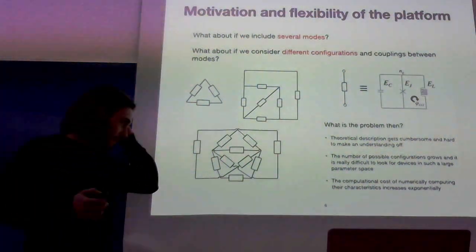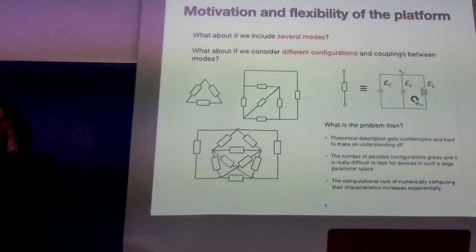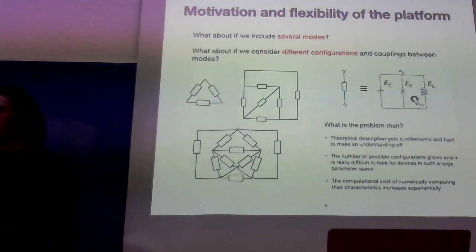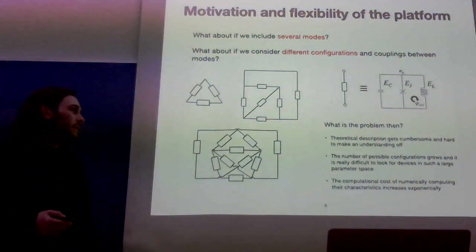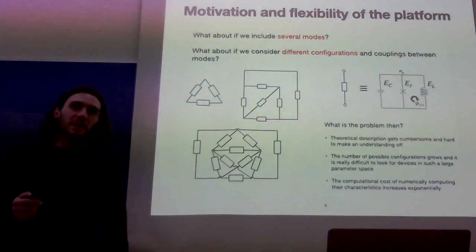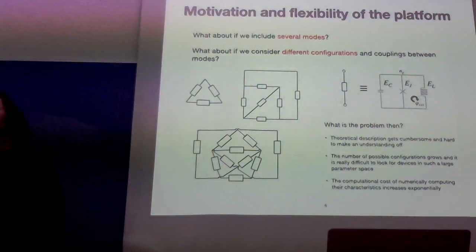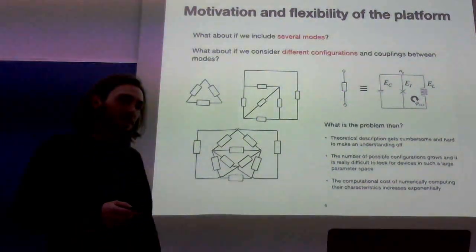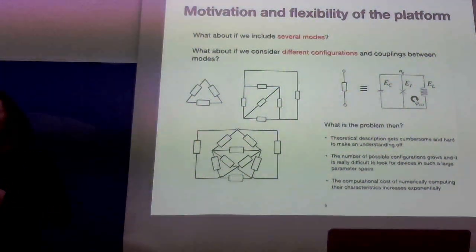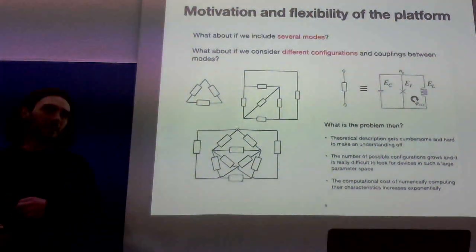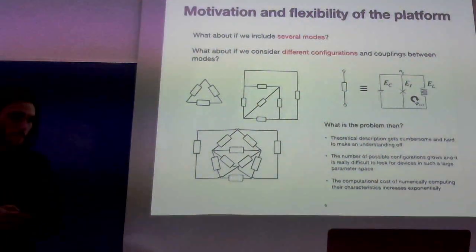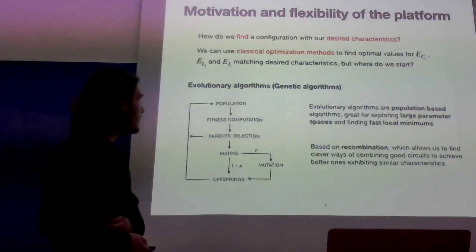So what is the problem then? Basically, when we get a lot of modes together, the theoretical description gets a little bit cumbersome, and it's difficult to make an understanding out of it. Also, we have so many different combinations that it's hard to know which combinations are the interesting ones or the ones that match certain characteristics. And also, it's computationally hard to compute these kinds of devices because the more modes you add, the harder the computation is. So what can we do about it?